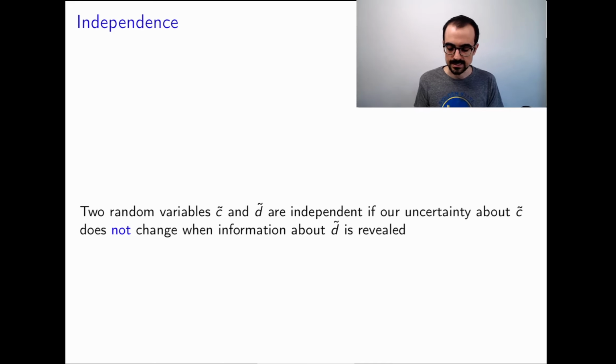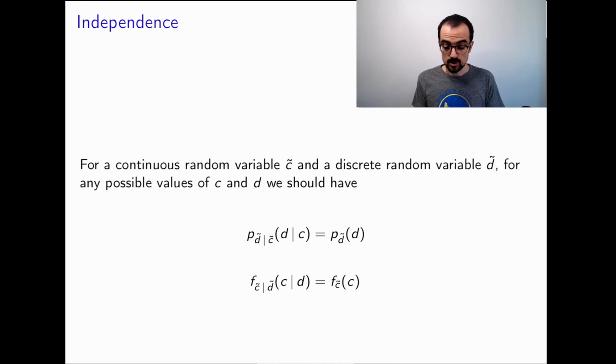We say that two random variables C and D are independent if our uncertainty about C does not change when information about D is revealed. Same the other way around: our uncertainty about D is not affected when information about C is revealed. If you remember, in the case of continuous random variables, our condition for independence was that the joint PDF had to factor into the marginal PDFs. In the case of discrete random variables, the joint PMF had to factor into the marginal PMFs.